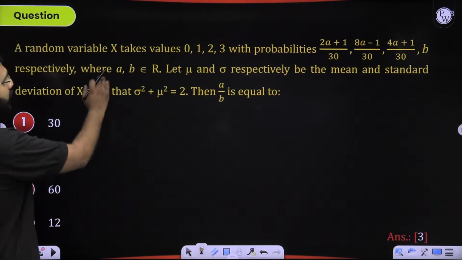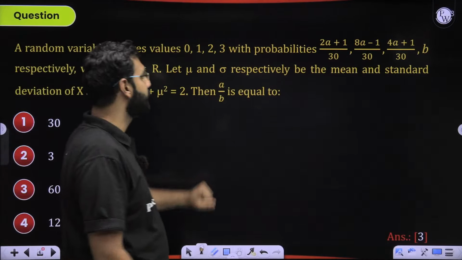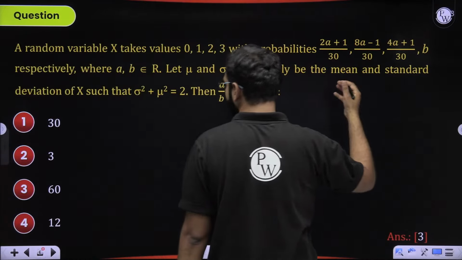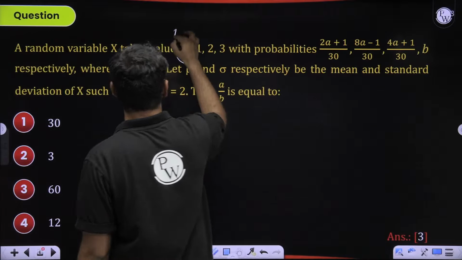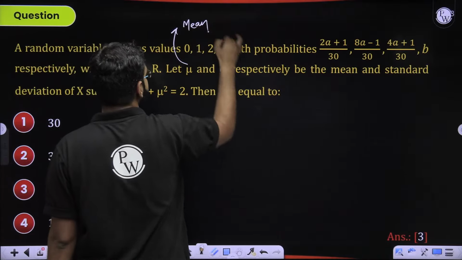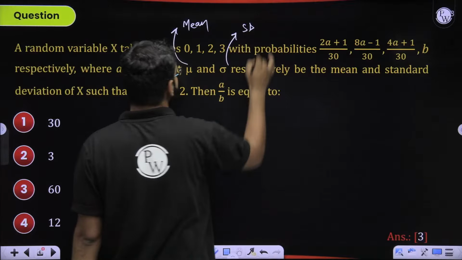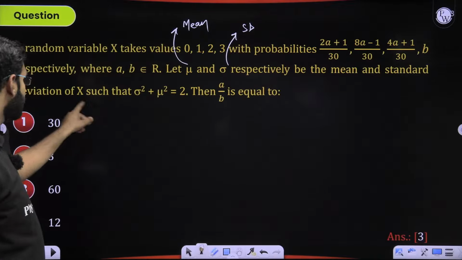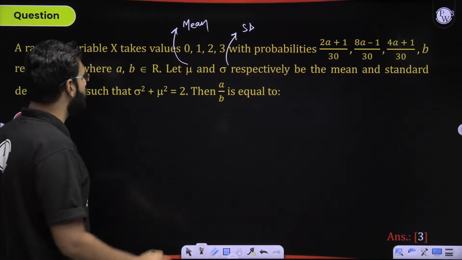What are we told? A and B are real numbers. Let mu and sigma respectively be the mean and standard deviation. Perfect. So this is mean. Pay attention to this part. This is mean and that's your standard deviation. Okay, perfect. Now, the deviation of X says that sigma square plus mu square is equal to 2.